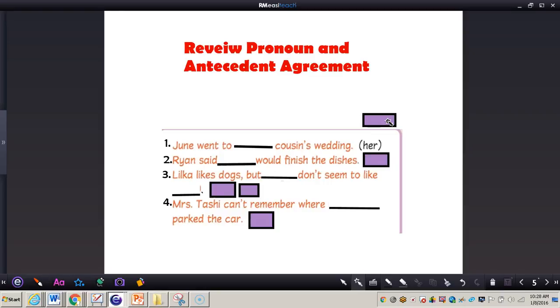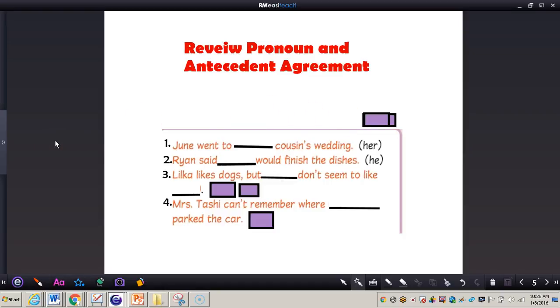Next one, "Ryan said blank would finish the dishes." So Ryan is the antecedent, and I need to make sure that the pronoun matches up with it. I would not say "Ryan said they would finish the dishes," because Ryan's only one person. So knowing that Ryan is a boy or a male, "he would finish the dishes."